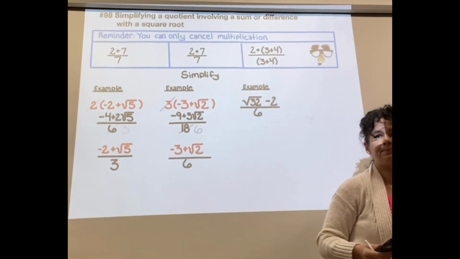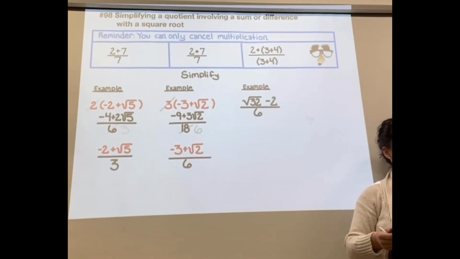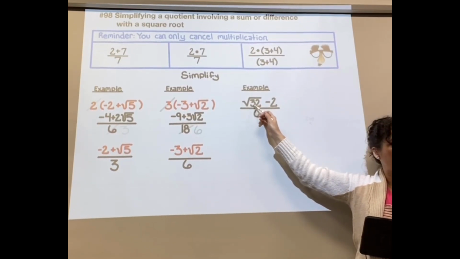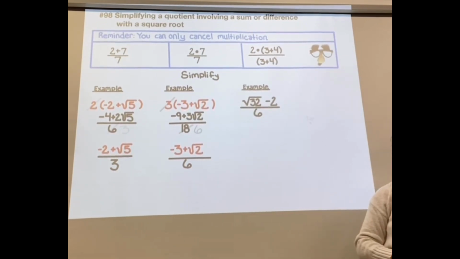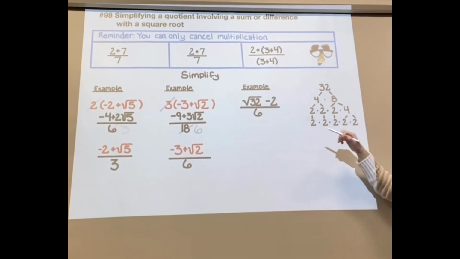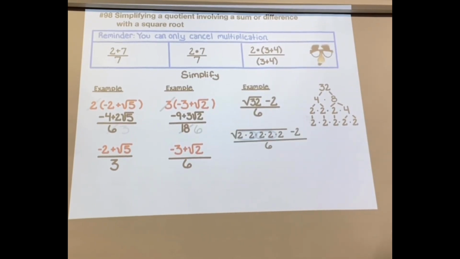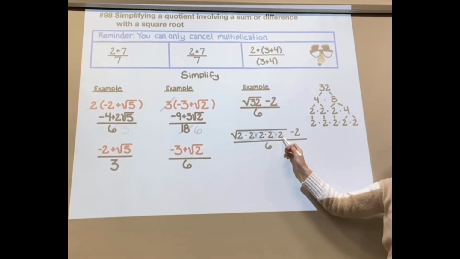Now the last one, at first glance, we may not see anything in common, but this square root of 32 is not simplified. We've spent a lot of time now simplifying roots, so I'm not going to talk through it forever. But if I break 32 down into 4 times 8, 4 is 2 times 2, 8 is 2 times 4, that 4 is 2 times 2, bringing those 2's down, that square root of 32 becomes square root of 2 times 2 times 2 times 2 times 2.